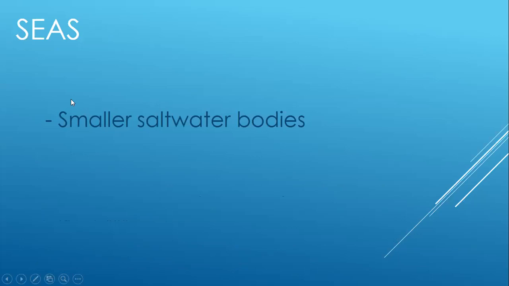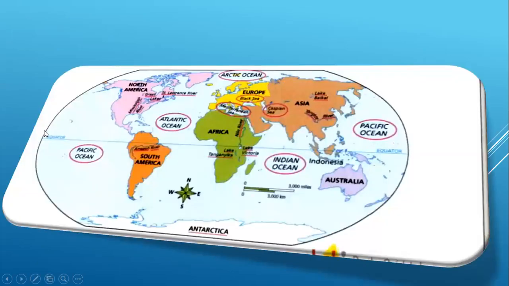Seas. Seas here are smaller saltwater bodies. They are smaller than the oceans, like the Mediterranean Sea, like the Red Sea, like the Dead Sea. All of that are small bodies of salt water. For example, we get that on the map, guys.